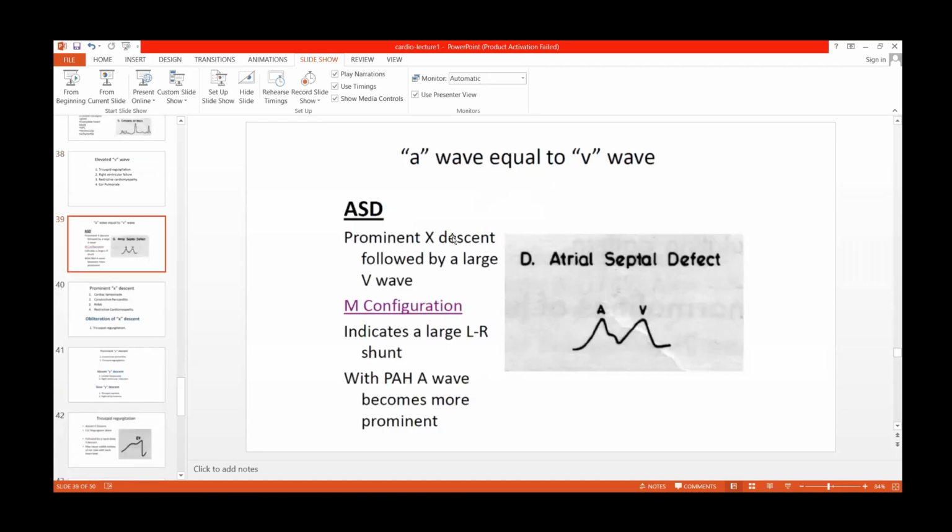And another important thing is A wave equal to V wave. Normally in the right atrium, A wave is more than V wave, and in the left atrium, V wave is more than A wave. But when there is communication between the two atria, the A wave becomes equal to V wave. So A wave equal to V wave is seen mainly in ASD.